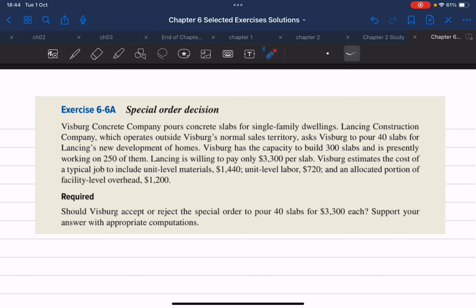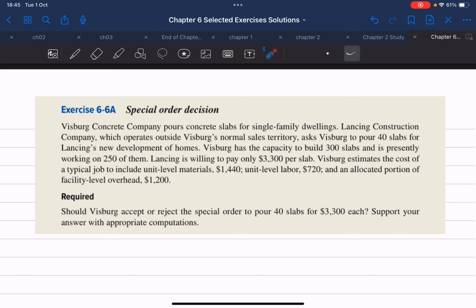So this line here shows us that Visberg actually has the capacity, because the company Lansing Construction, which is placing that special order, is requesting 40 slabs, right? While Visberg is currently producing 250, and they do have a capacity for 300. So 300 minus 250, that's 50 slabs. So that 40 falls within the production capacity of Visberg, right? So let's continue on.